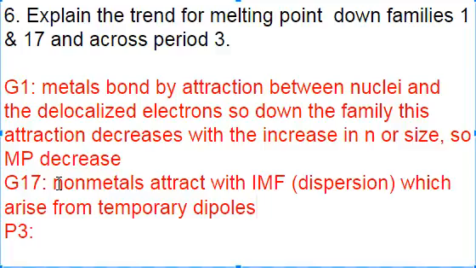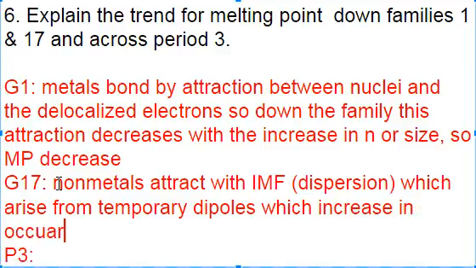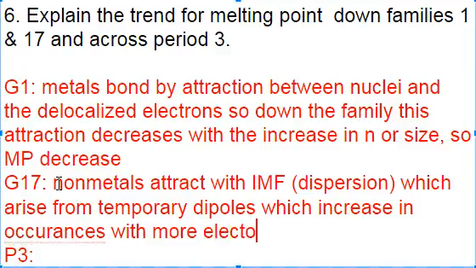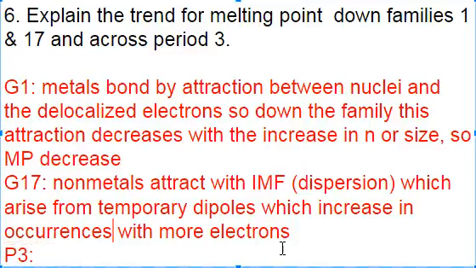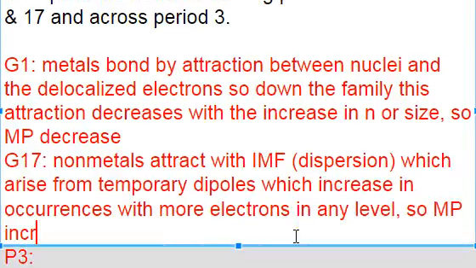So in that case, we're going to see dipoles which increase in occurrence with more electrons. And more electrons anywhere, with more electrons in any level. So melting point will increase as you move down the family and there's more electrons.